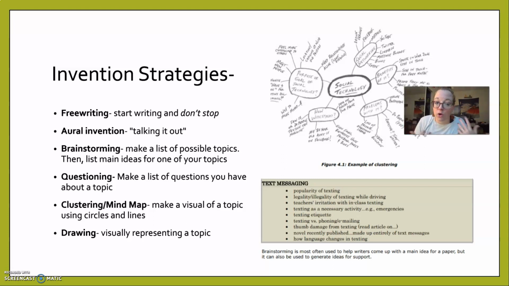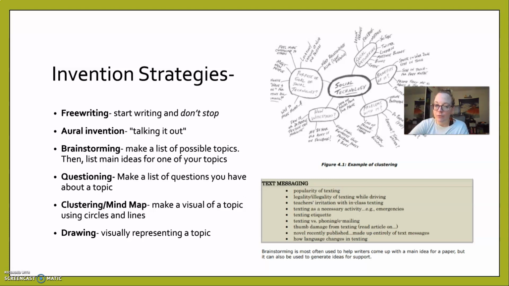But other options, oral invention is where you talk with someone else and they write down ideas as you talk. Brainstorming is making a list, kind of like this text messaging example here. And then you can also pick one of those and then make a list of main ideas about it. I am a big list maker, so brainstorming like this is my favorite. But if that doesn't work for you, no big deal.